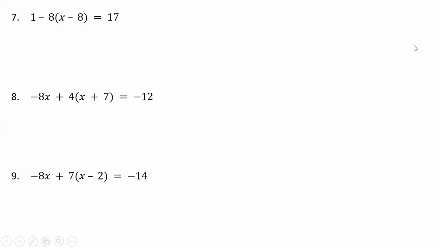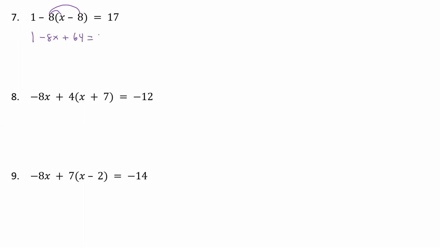All right, so we're going to step it up a little bit. Instead of just having variables and numbers, we are going to have to also do some simplification to get rid of parentheses. That means we're going to have to distribute here and then simplify. So that's going to be 1, and we have a negative 8 times x, negative 8x. Negative 8 times negative 8 is going to be positive 64.